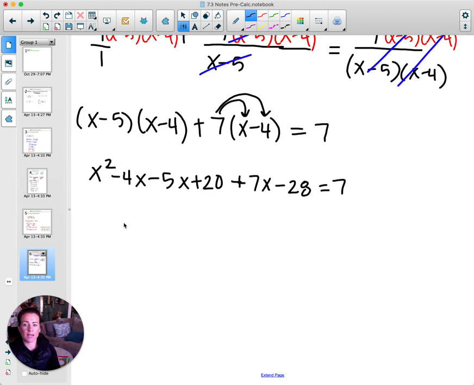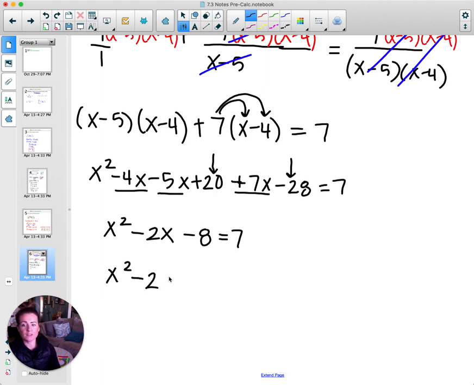So now go ahead and combine your like terms over here on the left side. So we've got the x squared. We've got negative 4x, negative 5x, which is negative 9x, plus 7x. So that's negative 2x. And then we have a positive 20 and a negative 28, so that's minus 8. And then equals 7. A quadratic again, so we're going to need to get everything to the left. Well, to one side, I'm going to bring it to the left. So subtract 7 from both sides, so you end up with negative 15.